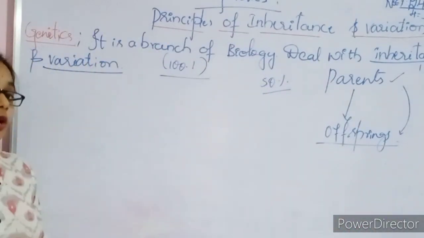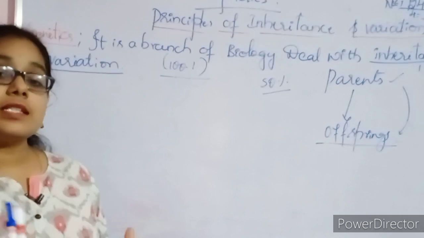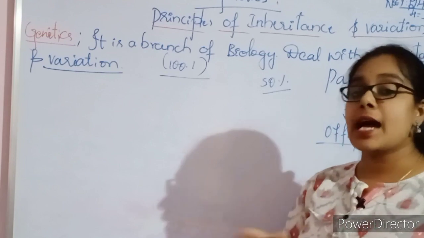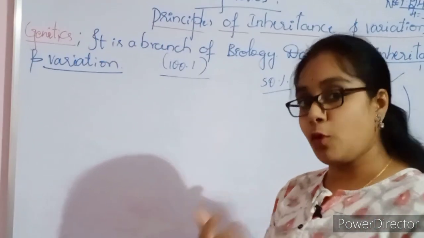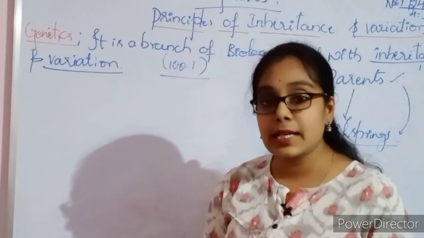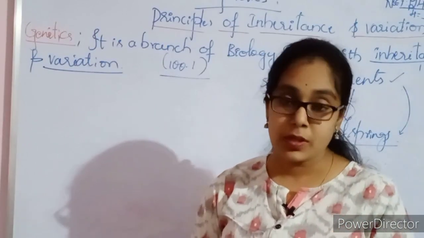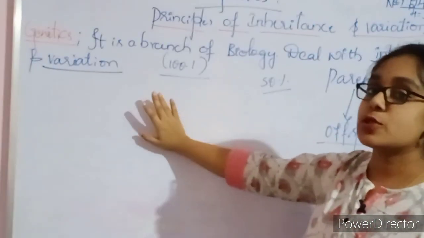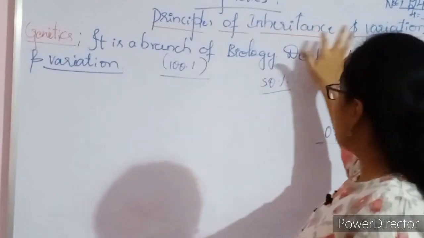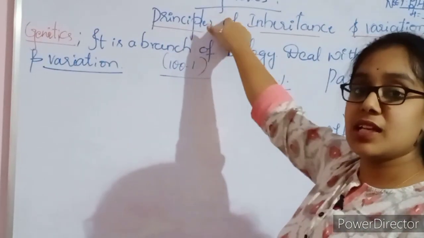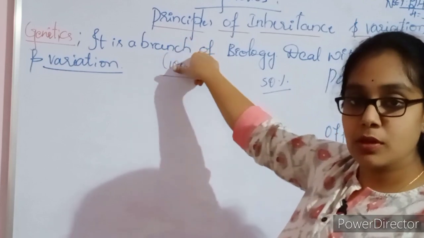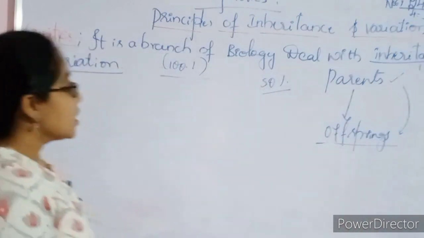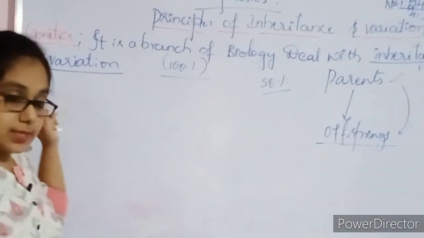In this chapter, that's what you are studying: how characters are getting transferred from our parents to offsprings and how we are showing the characters of our parents, and by what reason. Also you are going to study how we are showing different characters. So the overall chapter includes inheritance as well as variation. We can say this principles of inheritance and variation comes under genetics because of this reason. Because in this chapter you are going to study completely about inheritance as well as variation. Okay, so this is about genetics.